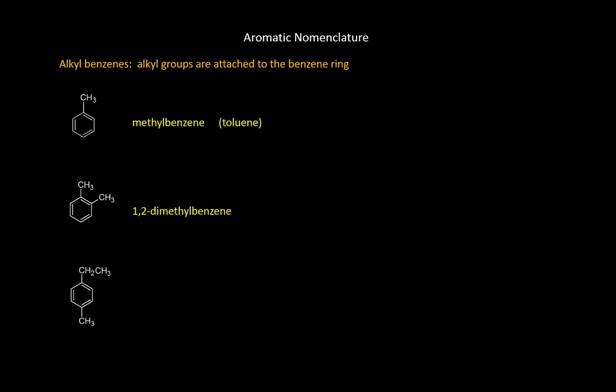How would you name this one? The positions are 1 and 4 going either way. Ethyl comes before methyl alphabetically, so we choose the carbon that will make ethyl number 1. This gives us 1-ethyl-4-methylbenzene.